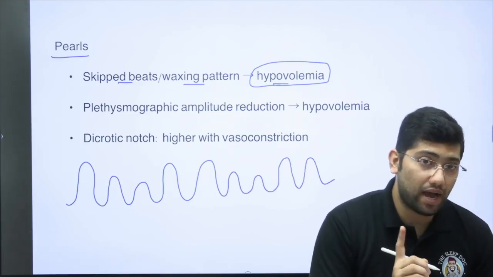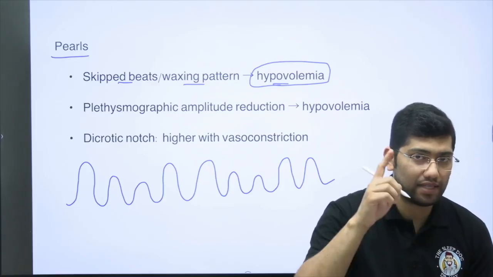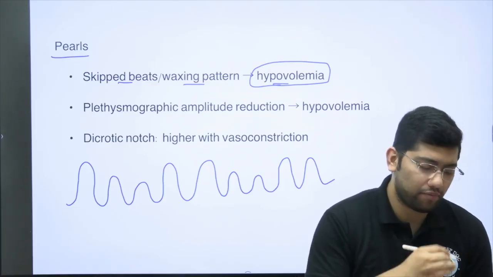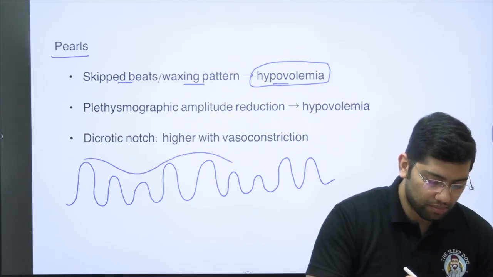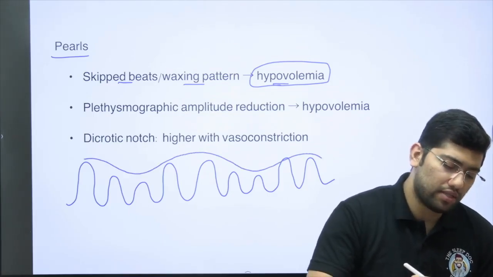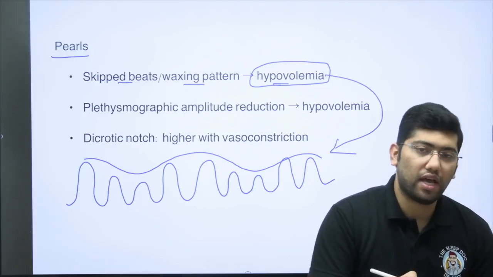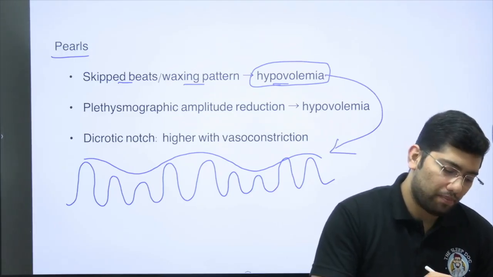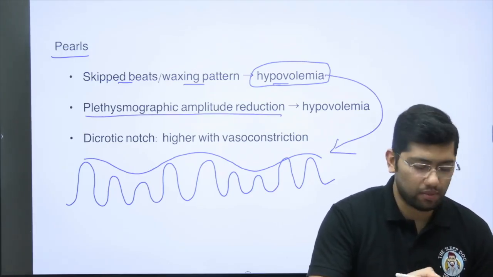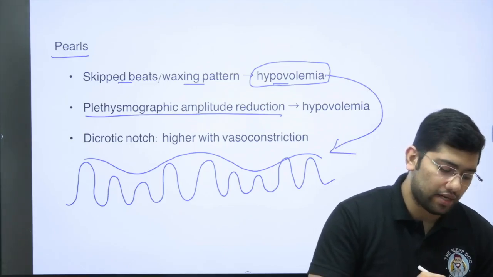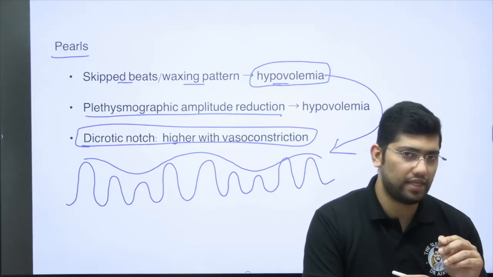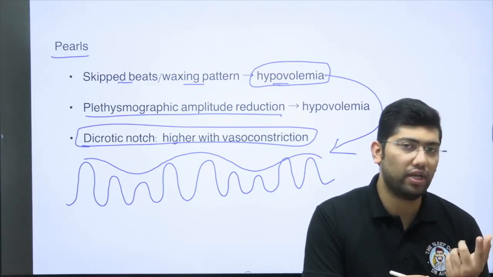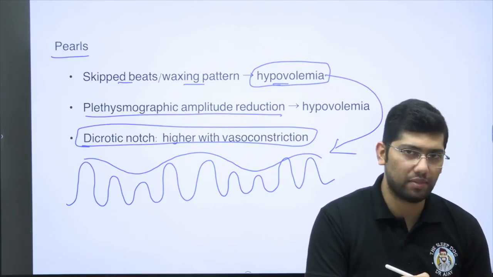It is different from an arterial waveform where you see classic waxing and waning. This is just a pulse oximeter waveform, roughly drawn. So you can see the peak just comes down, goes up, comes down, goes down. So this pattern signifies hypovolemia. Also, plethysmographic amplitude reduction, which is nothing but the waxing pattern, is described. And in this, the dicrotic notch would be higher with vasoconstriction. But this part is more appreciable in arterial waveforms rather than pulse oximetric waveforms.